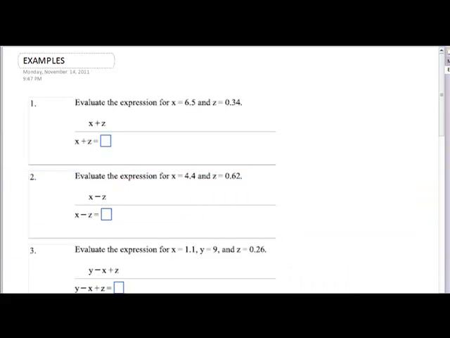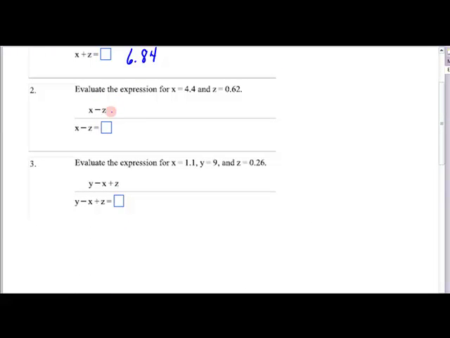Okay, I did not give myself any extra room, so I may have to write small. And I'm going to have a calculator handy. It says evaluate x plus z. So I have x plus z. In the place of x, I'll put 6.5 plus. In the place of z, I'll put 0.34. If I'm going to do this without a calculator, I want to make sure I line up my decimals. But if I'm using a calculator, it's 6.5 plus 0.34, and I get as an answer 6.84. So it's a little bit easier if I get to use my calculator.